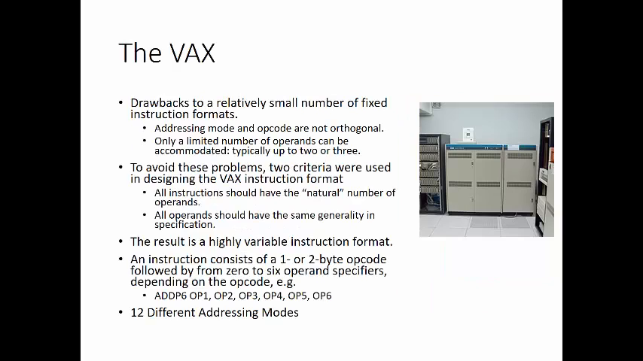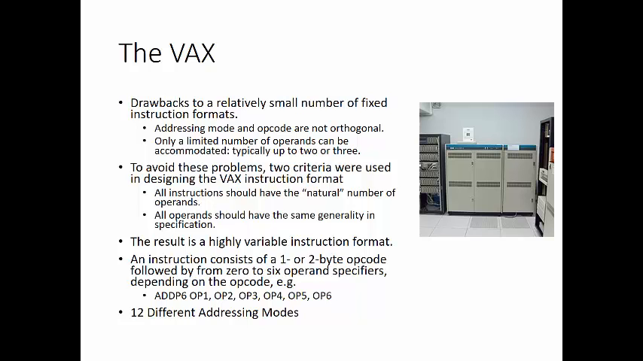Another machine was the VAX, and the VAX wanted to look at how do you address the drawbacks to a relatively small number of fixed instruction formats. Addressing mode and opcode are not orthogonal, and only a limited number of operands can be accommodated, typically up to 2 to 3. To avoid these problems, they use 2 criteria in designing the VAX instruction format. All instructions should have the natural number of operands, the ones that make sense. So if you're adding, you should be able to have 2 operands. All operands should have the same generality and specification. And the result is a highly variable instruction format.